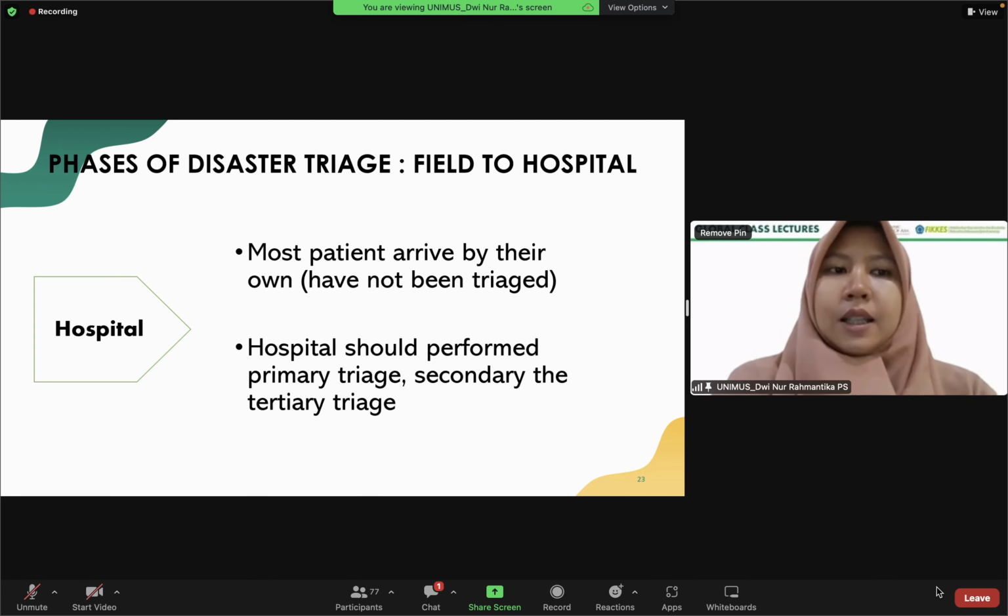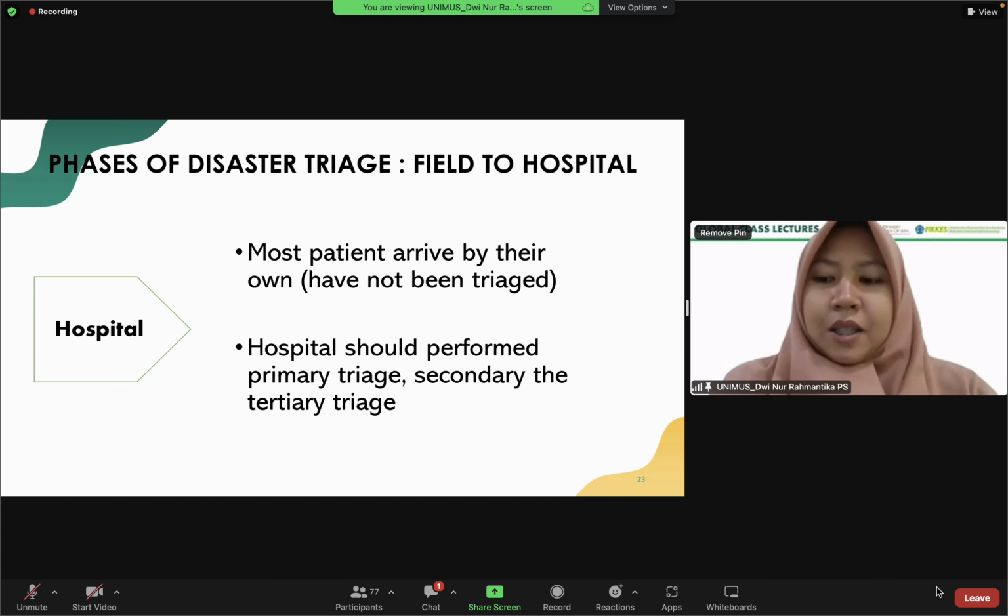In some conditions, disaster triage is not conducted by the medical response team, because most of the patients arrive on their own. So they have not been triaged before. So the first triage happens in the hospital. And then the hospital should perform primary, secondary, and tertiary triage. So in one hospital, they should do all levels of triage.